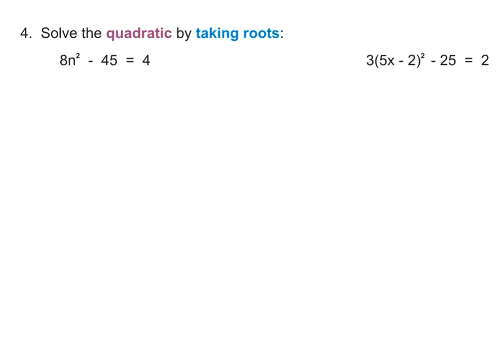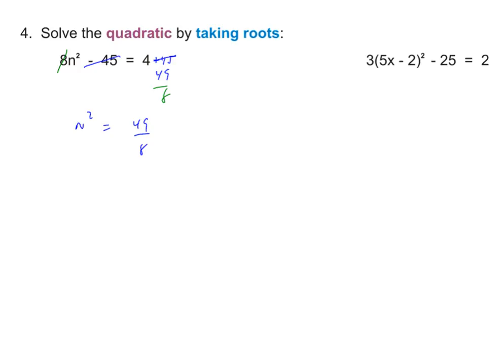We have to isolate the squared term. I'm going to add a positive 45 to both sides, which is going to give me a 49, right? And then I'm also going to divide both sides by the 8. Okay, so here's where I'm at. Let me clear everything up. You got n squared equals 49 over 8.